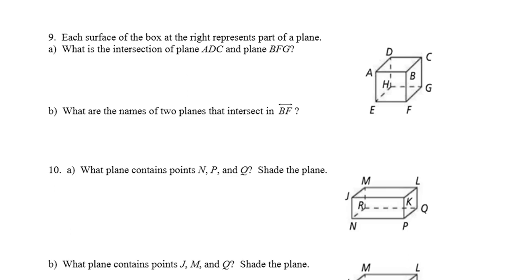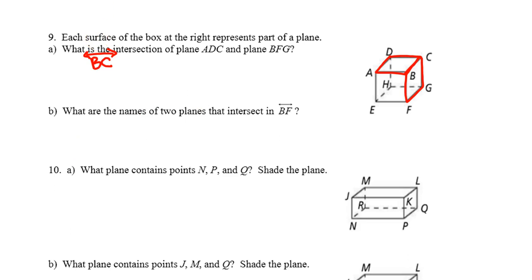So each surface of the box at the right represents part of a plane. What is the intersection of plane ADC and plane BFG? So we have ADC, that's this plane up here. I like to kind of highlight it. ADC and plane BFG. This is where it's good to have some highlighters. BFG, well, that's going to come up to C. What do they have in common right there? Well, that would be line BC. Now remember, planes intersect at one line. So we want to make that a line. We want to put those arrows on.